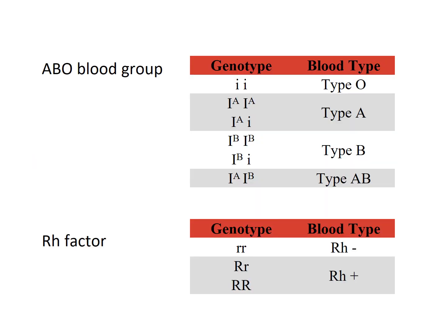Here's how we would write that in letters. So we have the genotype and the phenotype. The phenotype is the blood type. You would have to know the combination of ABO alleles that you inherited from your mom and dad, as well as the combination of Rh alleles you inherited from your mom and dad. These alleles are inherited separately from one another. They are not linked. So you could be A negative, A positive, B negative, B positive, O negative, O positive, AB positive, AB negative.